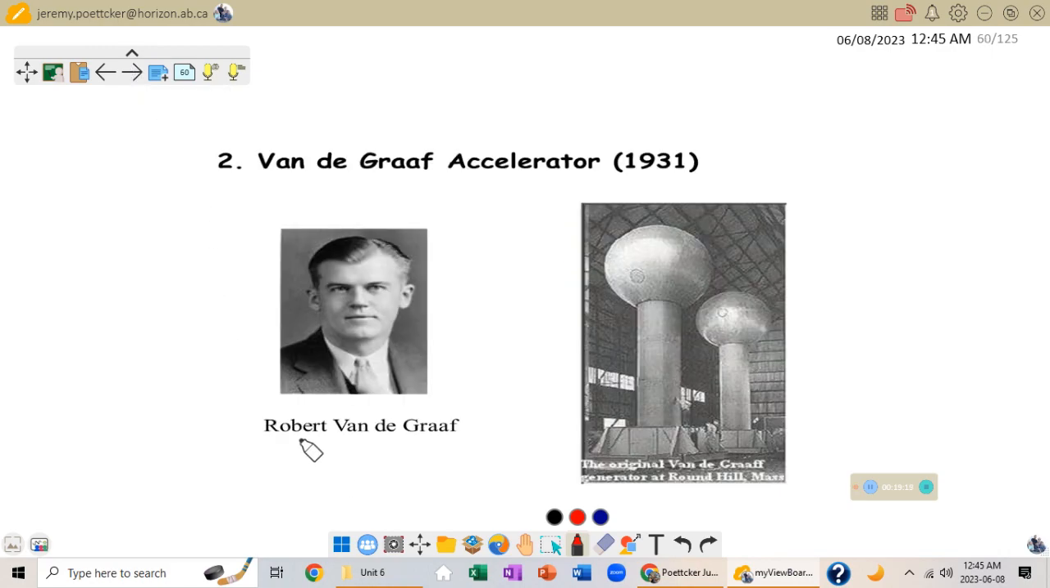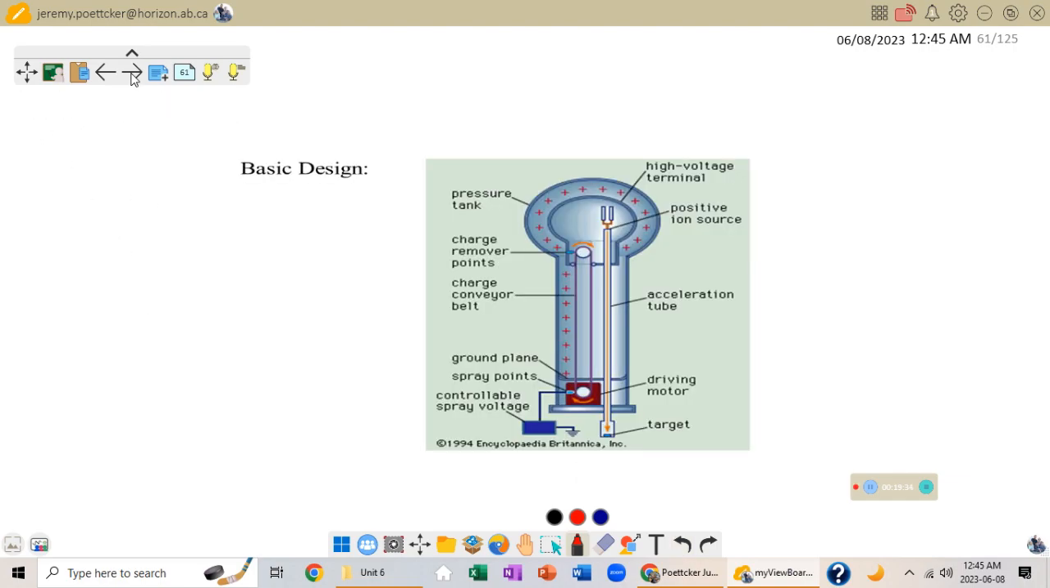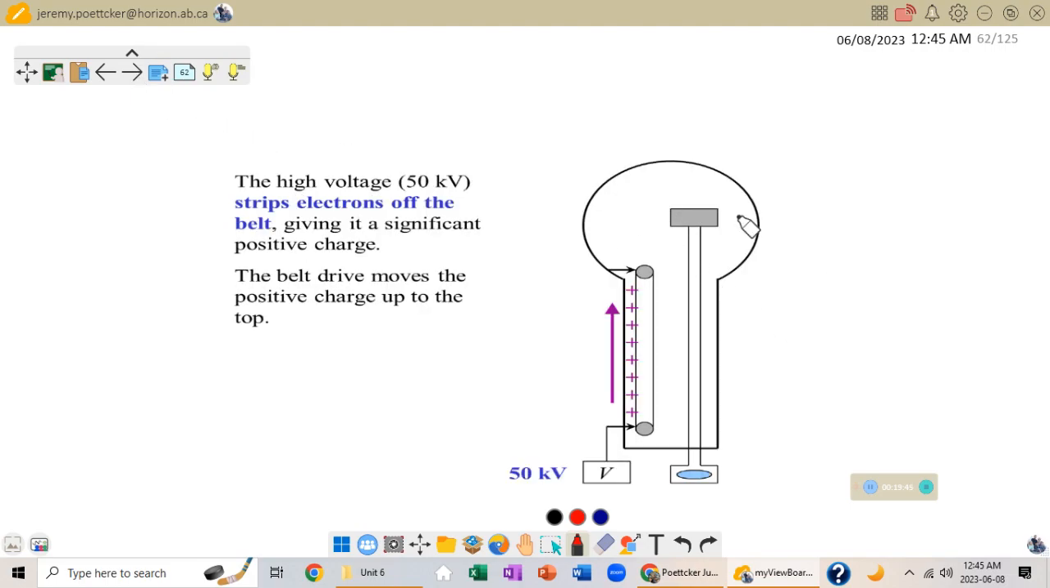So we've got Robert Van de Graaff here. Now his Van de Graaff generators were slightly bigger than the one that we have in our lab. You can see a couple people in this picture here. Same idea, obviously. But he's basically going to be creating a high voltage, 50 kilovolts, that strips electrons off the belt, giving the belt itself a significant positive charge. Belt drive moves the positive charge up to the top.